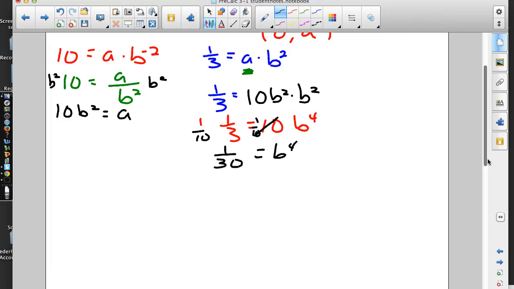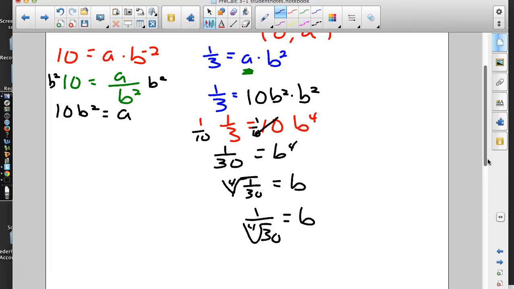Because what do I have to do to get b by itself? Fourth root of 1/30 is going to be b. Well, the fourth root of 1 is just 1. That's not a big deal, but I've got the fourth root of 30 down there on the bottom. But that's good news. We know what b is. B wasn't the only thing we needed, right? What else did we need?